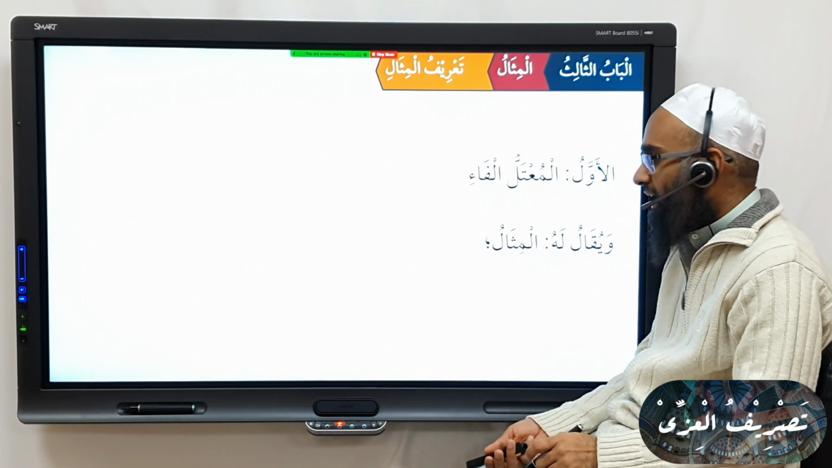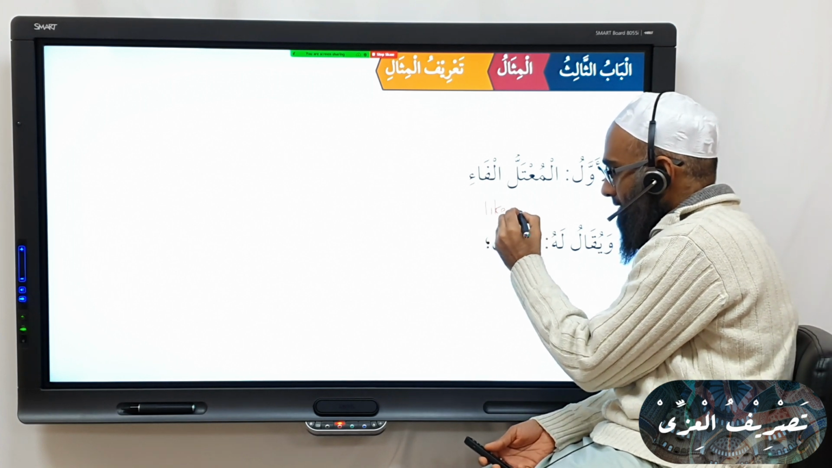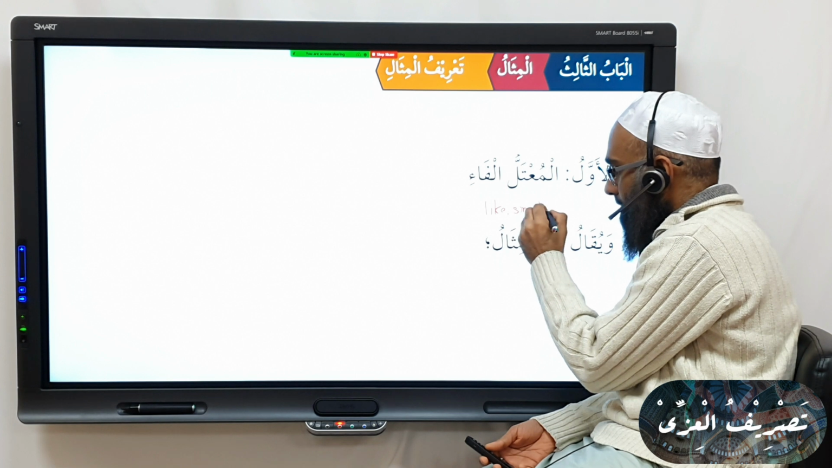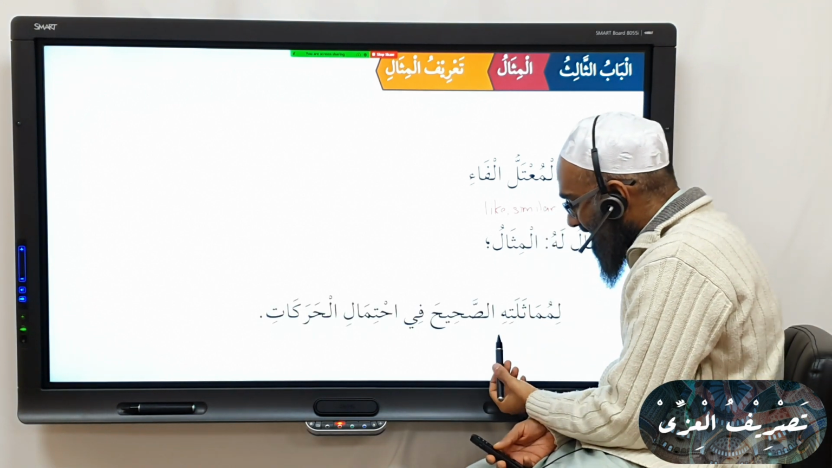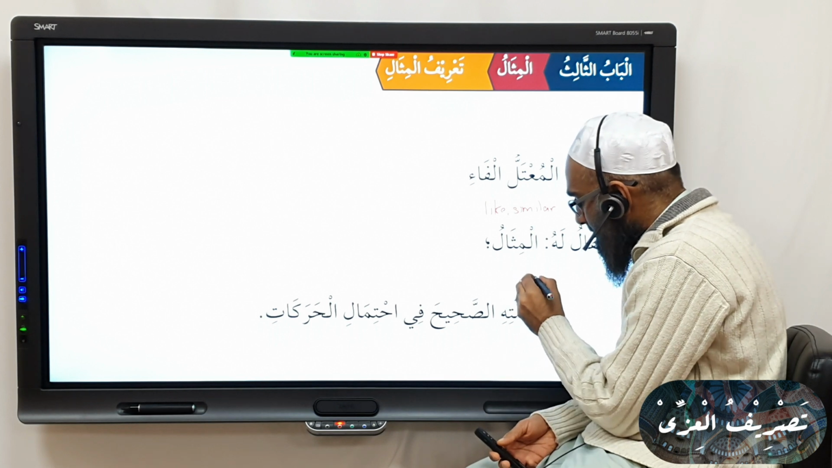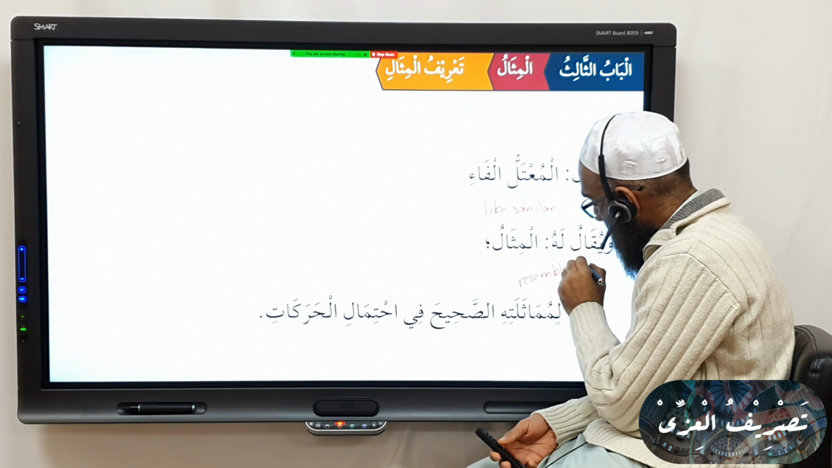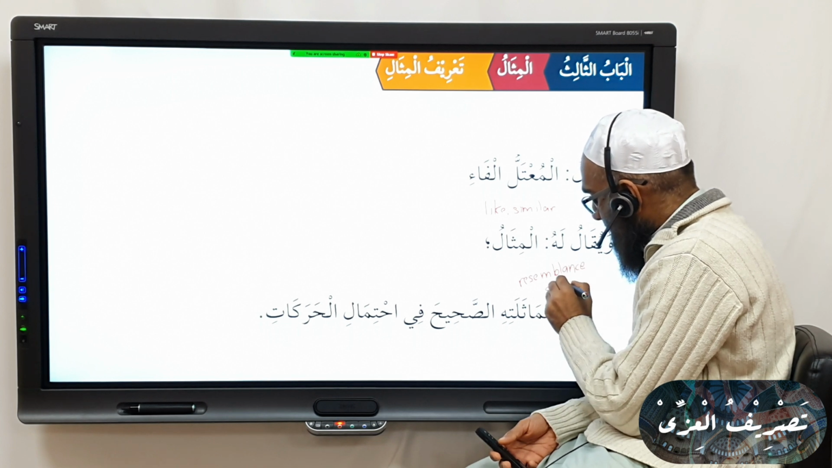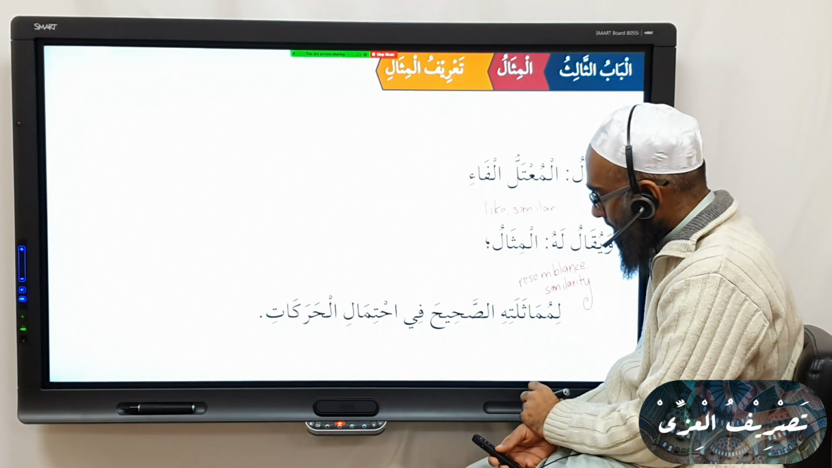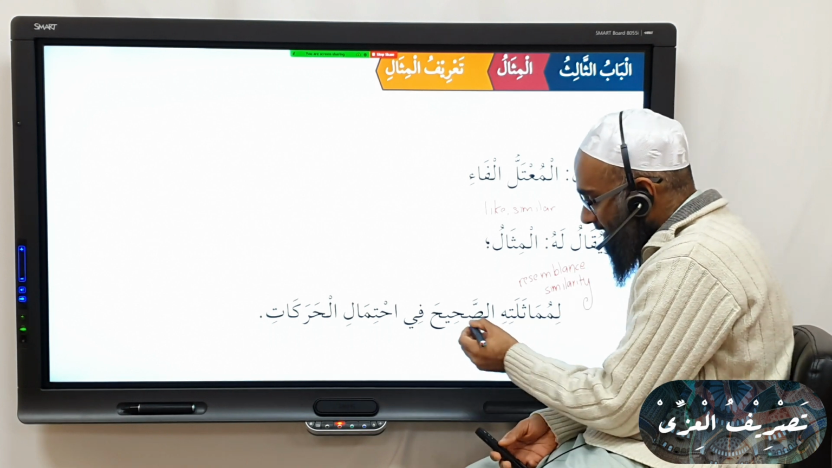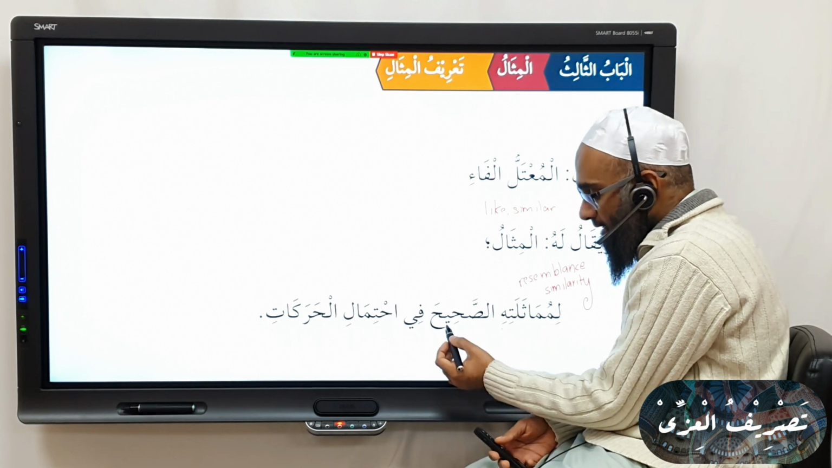Why is it called mithal? Mithal means what? What does mathal mean? Like, similar. Why is it called mithal? لمماثلته. مماثلة, resemblance. Similarity. Okay? And he is the fa'il and sahih is the maf'ul bihi. Because of its resemblance to what? A sahih word.